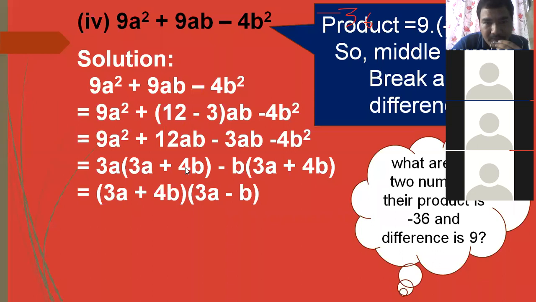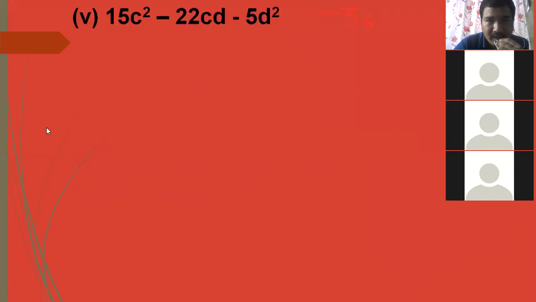Now take common. 3a common, then 3a plus 4 left. Minus b common, then 3a plus 4b. 3a plus 4b common. 3a minus b is left in the other factor. Okay. Understood? Now, what is the next one? Look here.